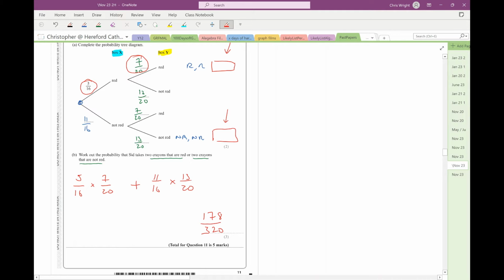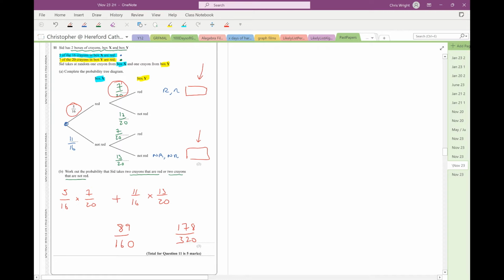And with luck you get the answer 178/320, which you can cancel. So I'm going to put that in my calculator, 178 divided by 320, and that cancels to 89 out of 160, which would be a better answer. However, in this instance, the mark scheme doesn't insist on you cancelling. Okay, that's question 11 done.